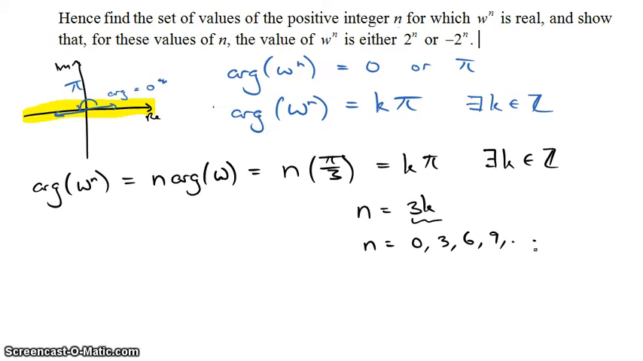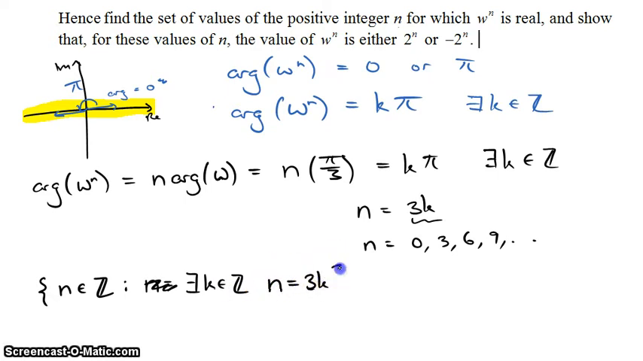And what does that mean? Well, are we asked to find the set? Yeah, we're asked to find the set. So the set is the set of n element of Z, such that there exists some k in Z where n is equal to 3k. Or if you want to put it another way, it's the set of integers n such that n is a multiple of 3.